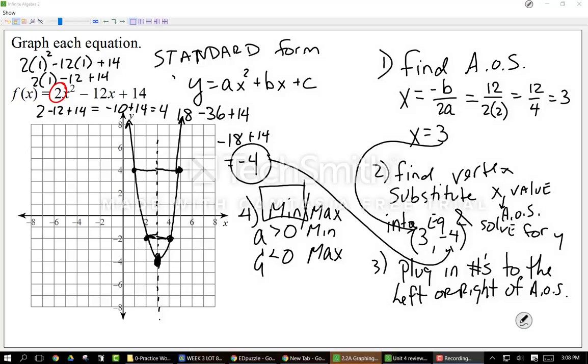Then I need the value. Remember, the value of the min is just the y coordinate of the vertex. So the y coordinate. So my min is at negative 4.